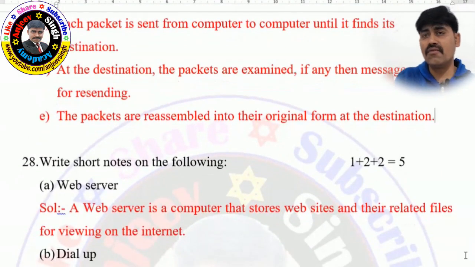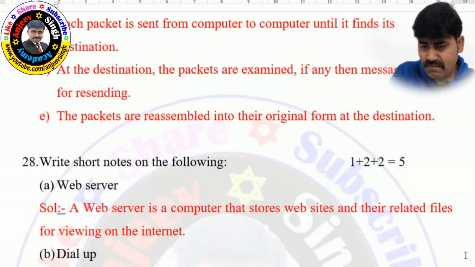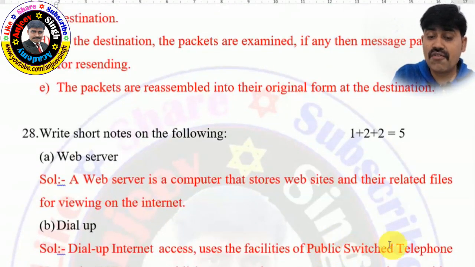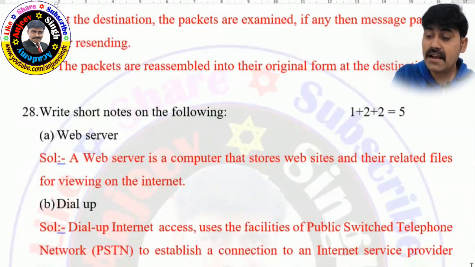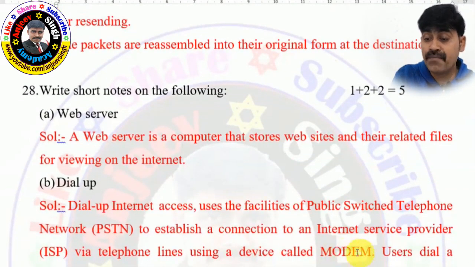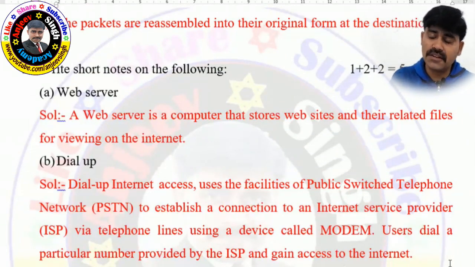What is dial-up? Dial-up is another way through which you get internet connections through a service provider. Now this mode is not used, it's an old one, but dial-up internet access uses the facility of the public switched telephone network, PSTN, to establish the connection to an internet service provider, ISP, via a telephone line using a device called a modem. Users need to dial a particular number provided by the ISP and gain access to the internet. I think you understand. So this is the answer to this question.